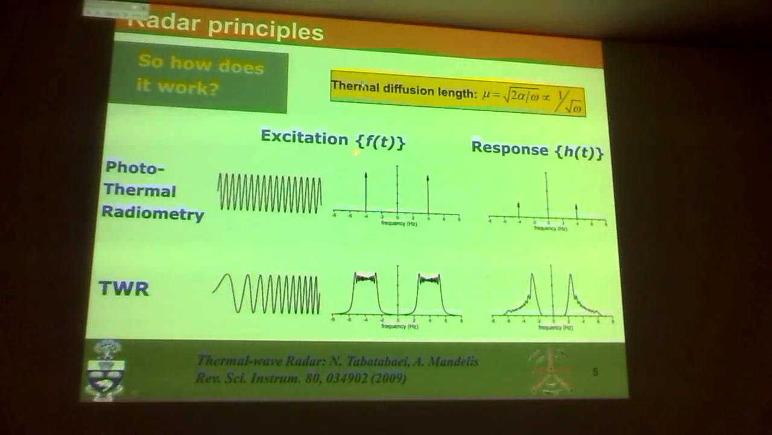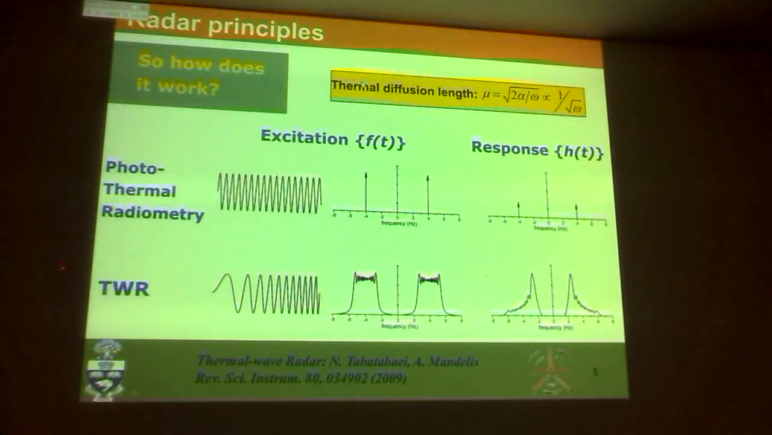So you have an excitation waveform, which could be a single wave. If it is a single sinusoid, it has two spikes as a Fourier transform, and the response is going to be at exactly the same frequency, but of course it's going to be a different amplitude. It's going to have a phase shift associated with it.